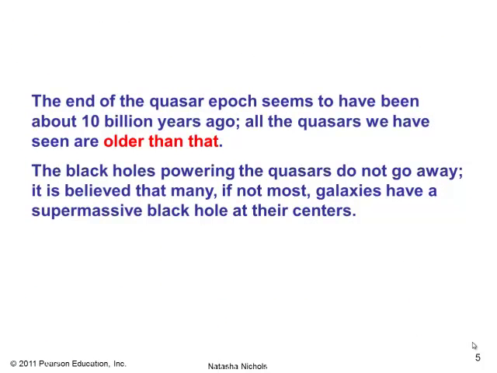The end of the quasar epoch seems to have been about 10 billion years ago. All the quasars we have seen are older than that. The black holes powering the quasars do not go away. It is believed that many, if not most, galaxies have a supermassive black hole at their centers.